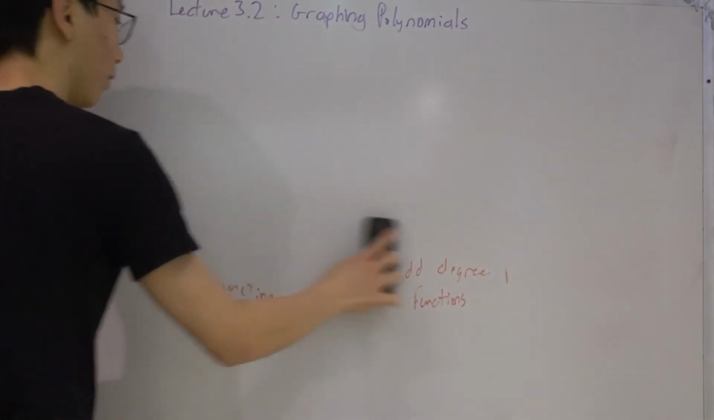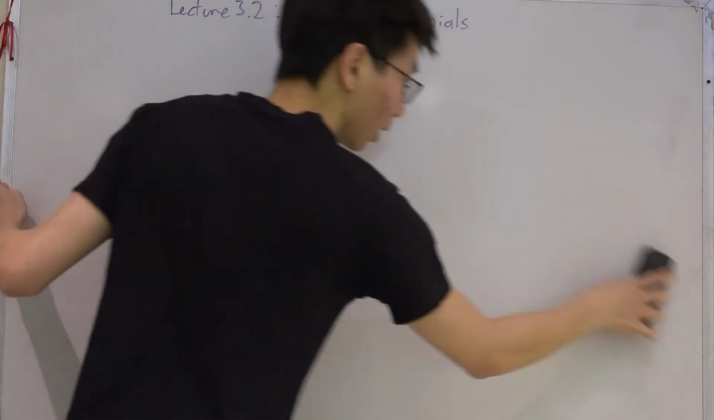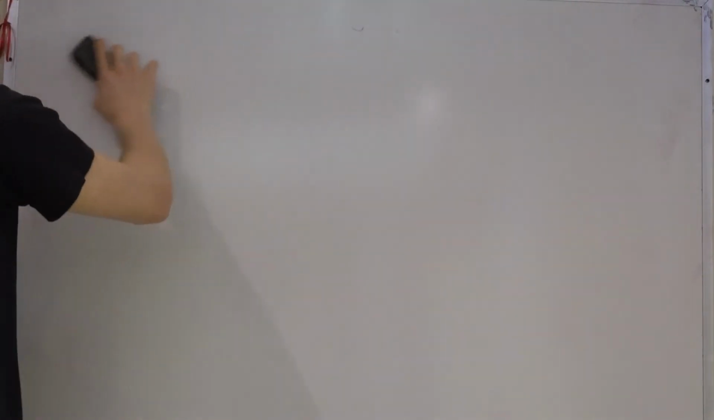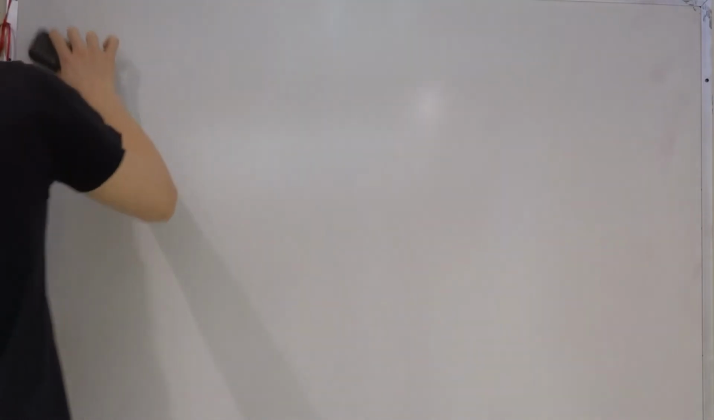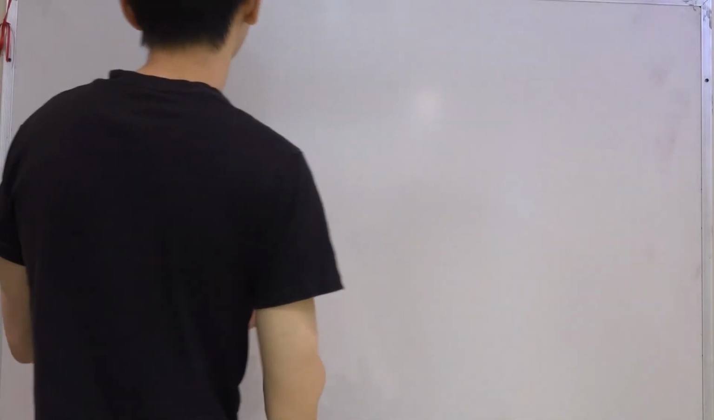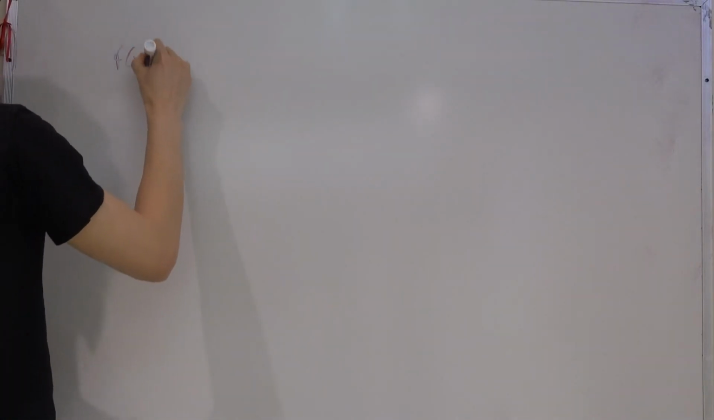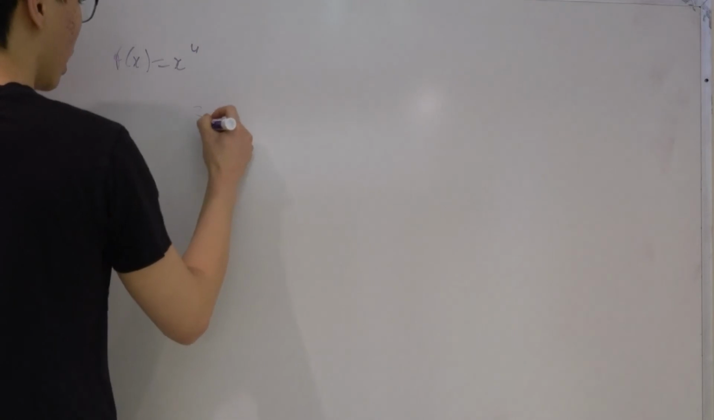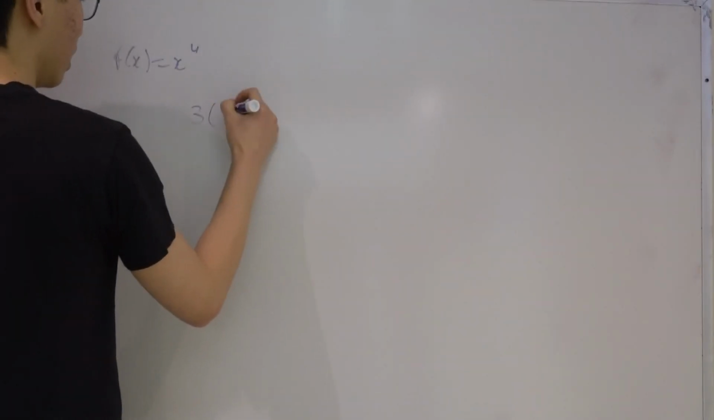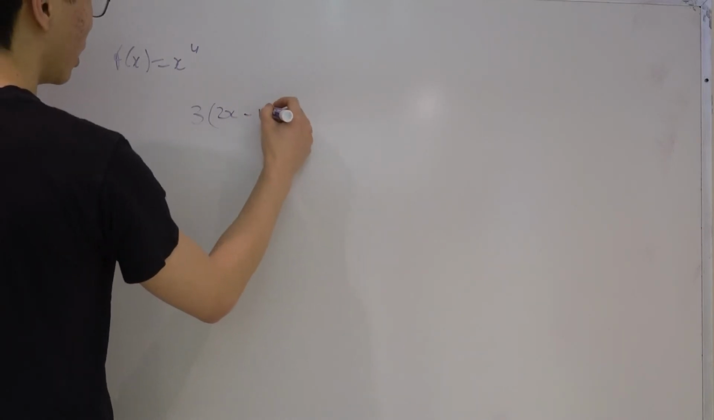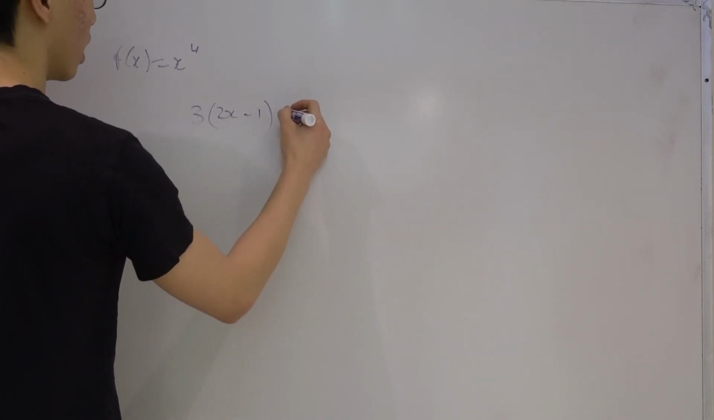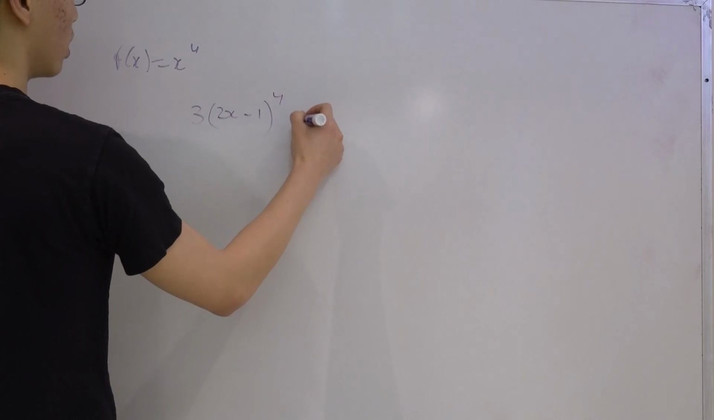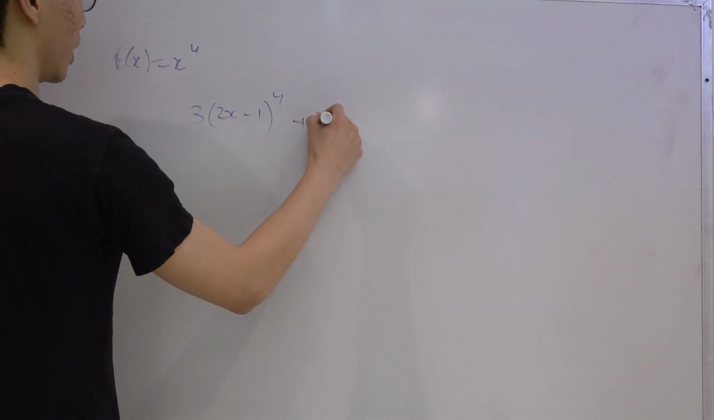Maybe it would be helpful if we went through one more example of graphing using transformations. This time we're going to use x to the 4. So f of x is x to the 4, and the transformation that I want to do is 3 times (2x minus 1) to the 4, plus 3.